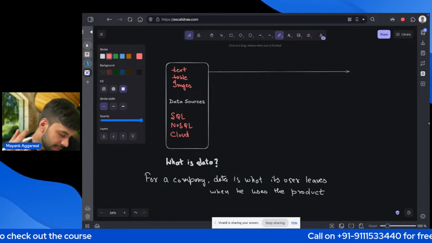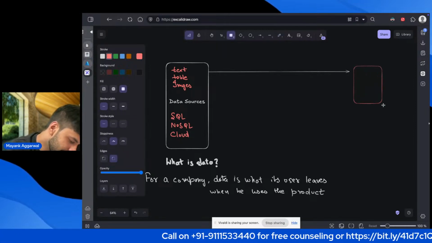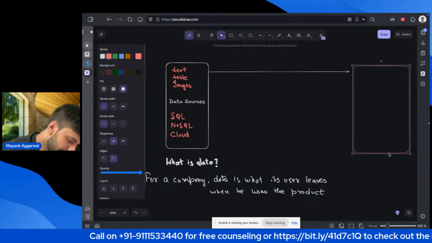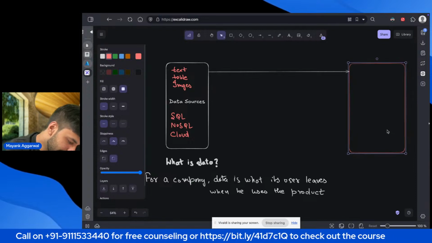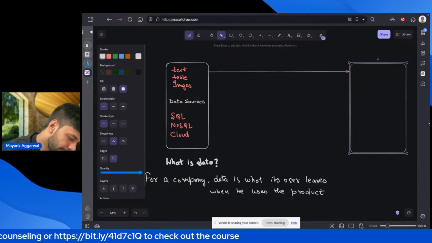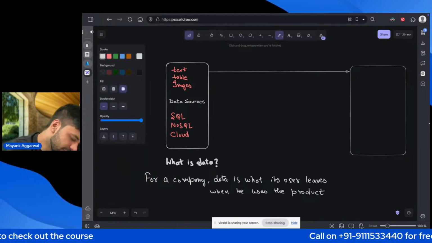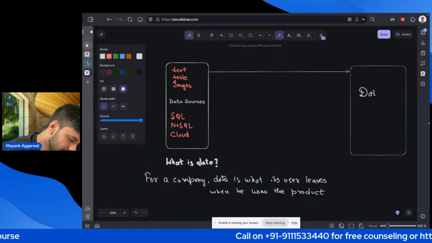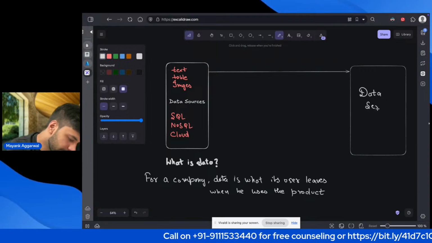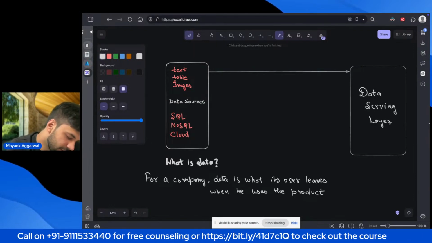Okay? In a similar way, we have to define pipelines, or we have to make sure that we can somehow give this data, or rather, I would use a better word, serve this data, the serving layer, so that it is in a useful state.